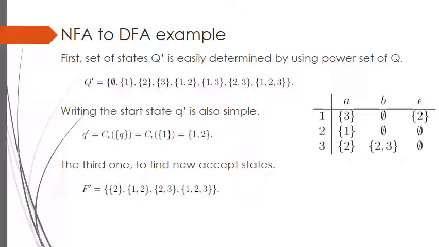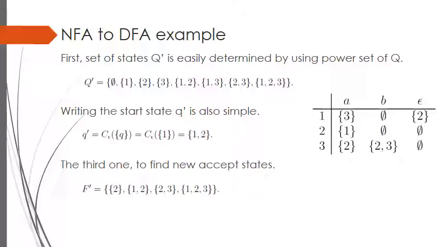Writing the start state q' is also simple. When we look at the first row of the table we see an epsilon transition. It means that q is the state 1, but when we start the automaton it can arbitrarily pass and start at the state 2.